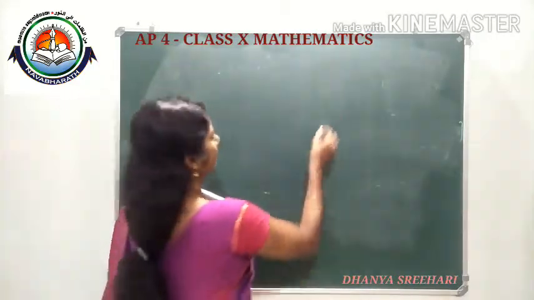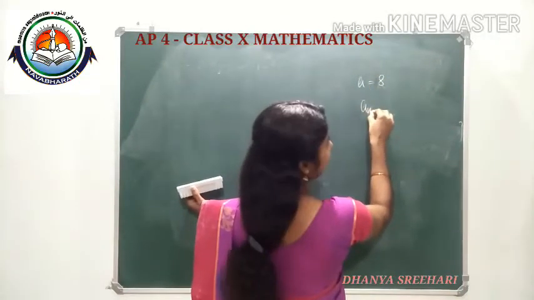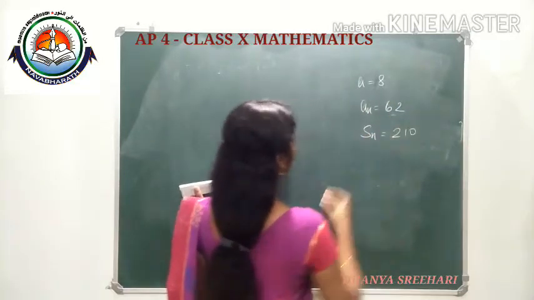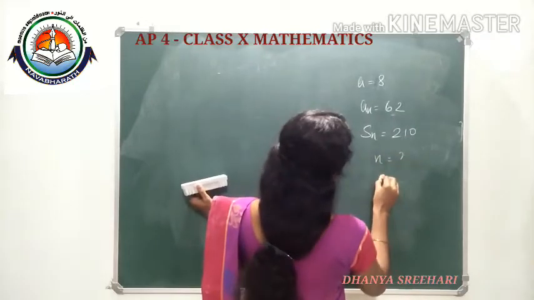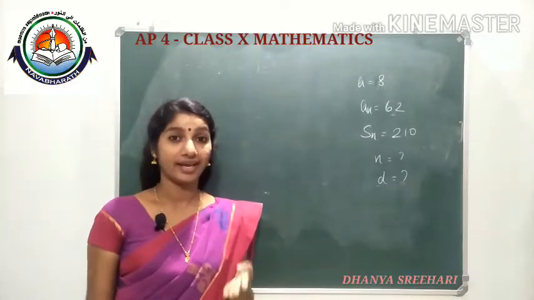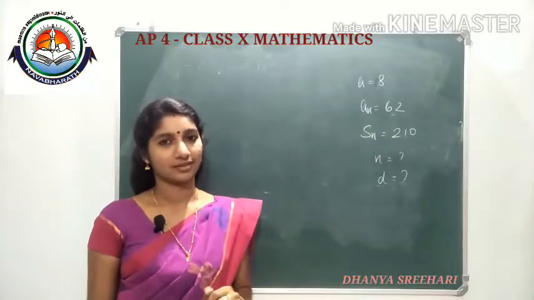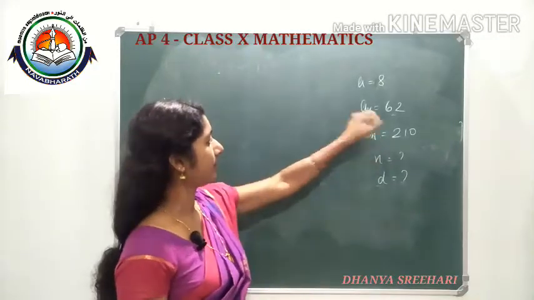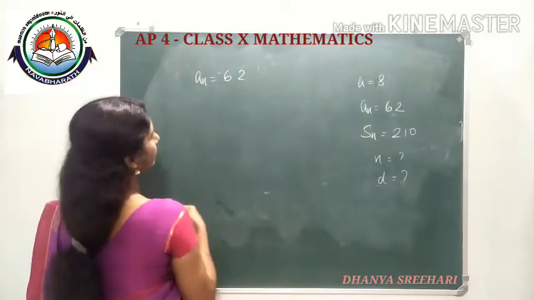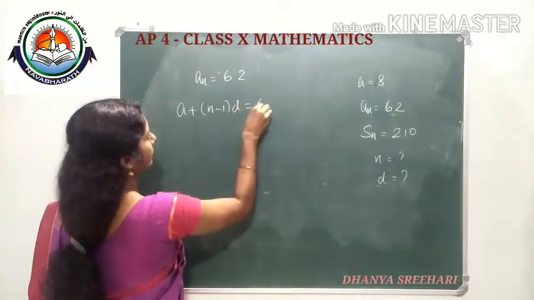Another question. The first term is given as 8, the nth term is given as 62 and the sum of n terms is given as 210. We need to calculate n and the common difference. See, a, d, n, an, Sn, these 5 things we studied now. So 3 are given, 2 are missing. From the given information we can start: an is equal to 62. An means a plus n minus 1 into d equal to 62.